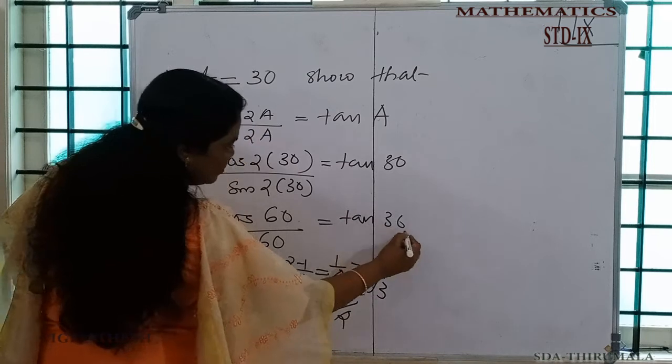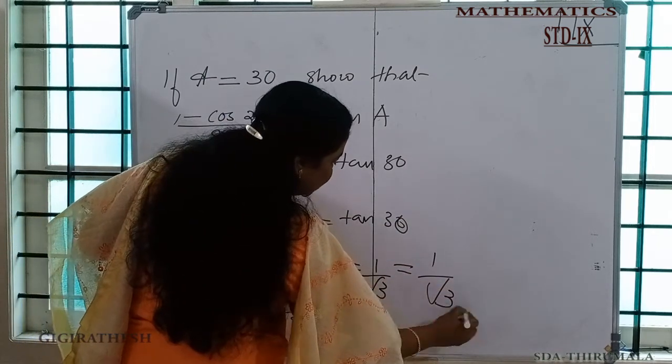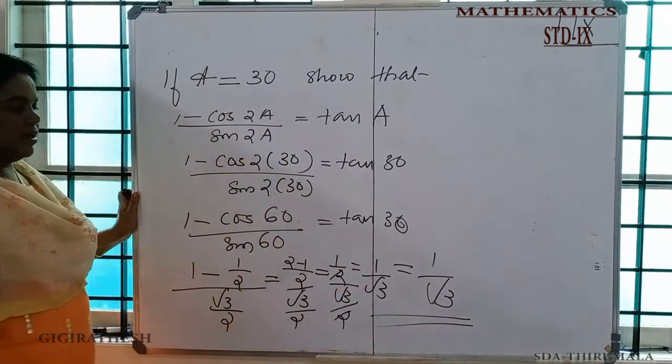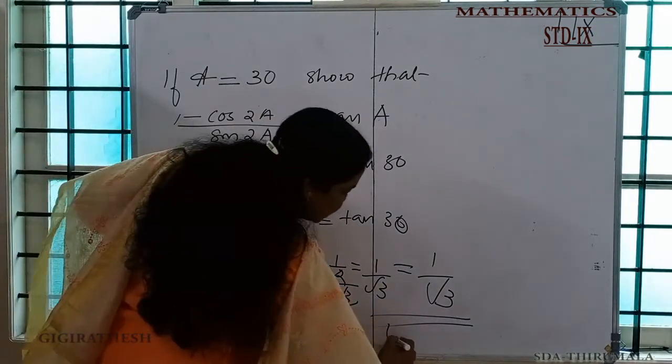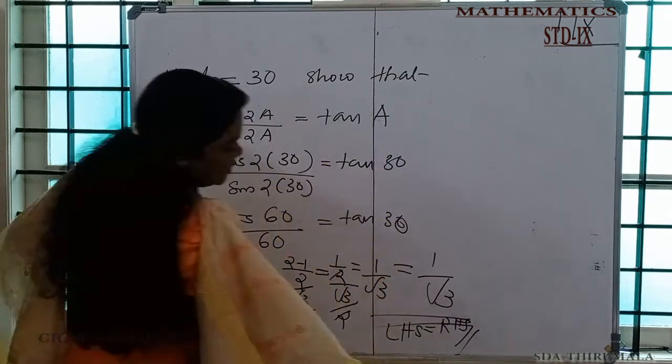And here what is tan 30? Tan 30 is also 1 by root 3. That is, we get LHS is equal to RHS. Okay, is it clear?